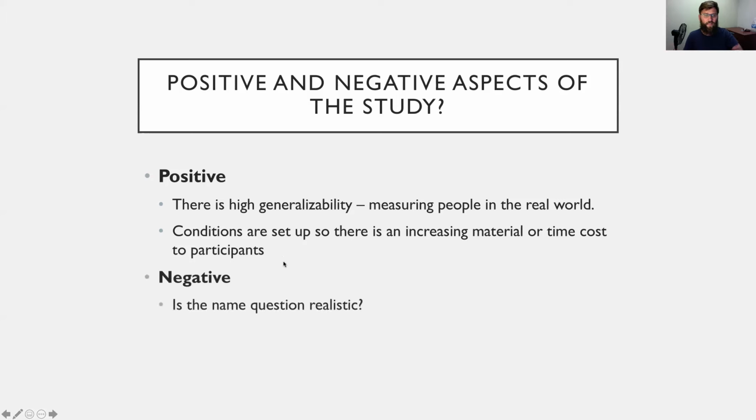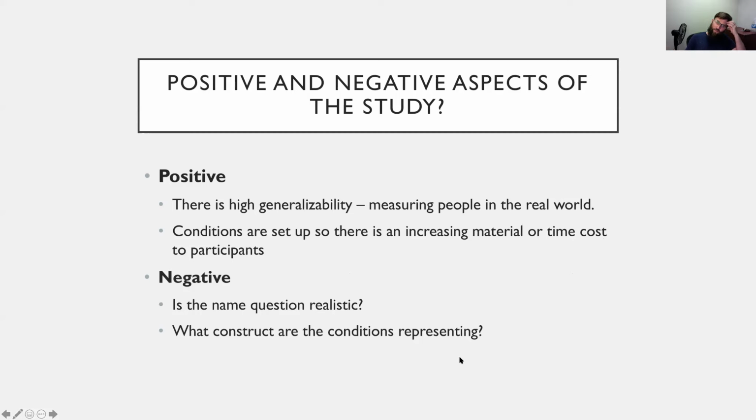So let's talk about some of the negatives. Is the name question realistic? I guess it depends on what they were going for. If they're trying to increase the material or time cost, maybe so, but I don't know if that's a good condition for this independent variable. Also, I have some questions about the independent variable. Are all 5 of these conditions measuring the same kind or changing the same kind of cost to the participants in the study? I don't think that they are.